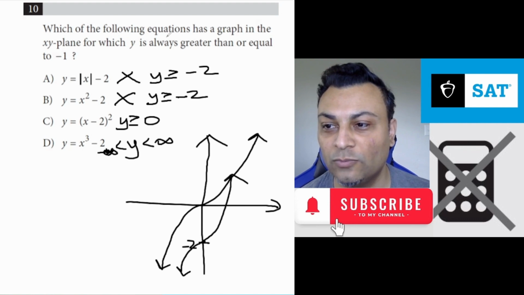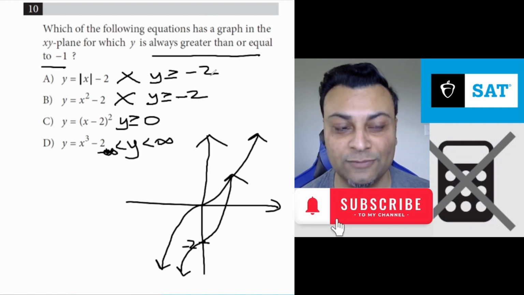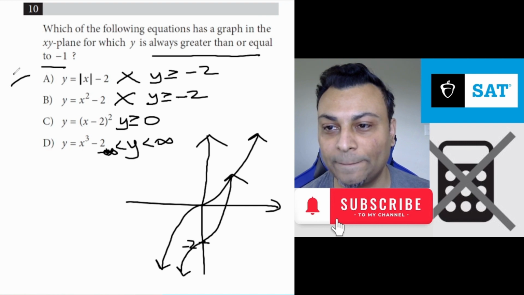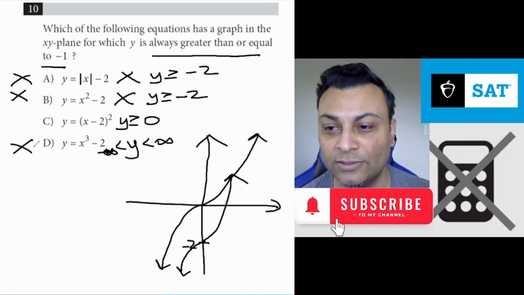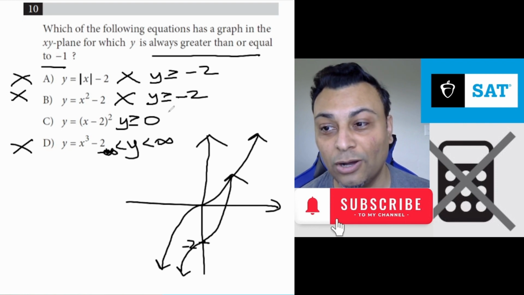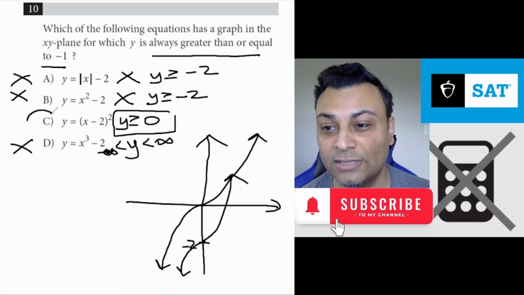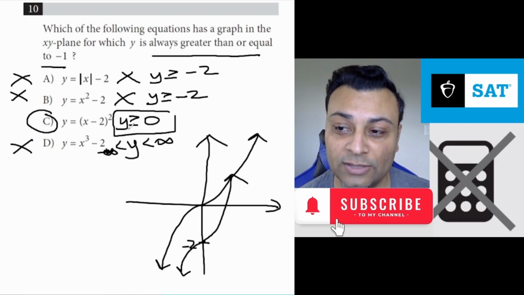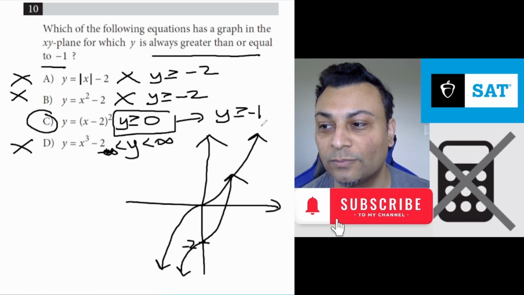Okay, so we want one of these 4 where y is always greater than or equal to -1. Now for part A and part B, since y goes to -2, those can't be it. And for option D, y can take on any value, so that's not it either. Option C, y can only take on values that are 0 or greater, and all those values are greater than -1. So the answer is C, because y greater than or equal to 0 will include everything in here, guaranteed to be at least -1, because it's 0 or more.